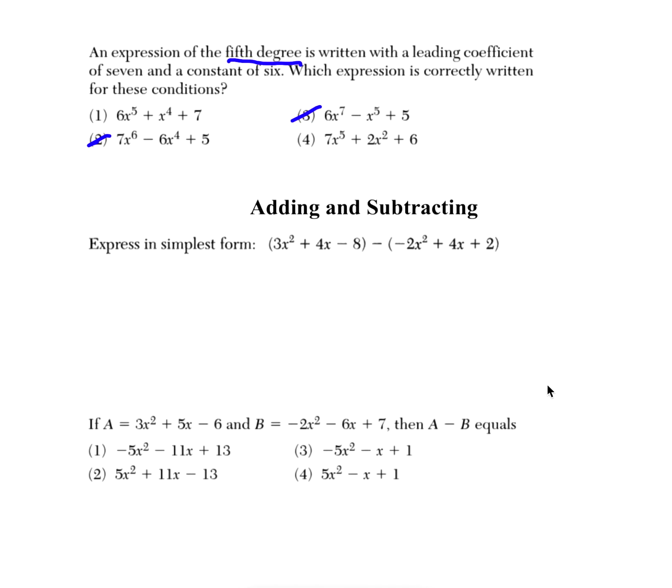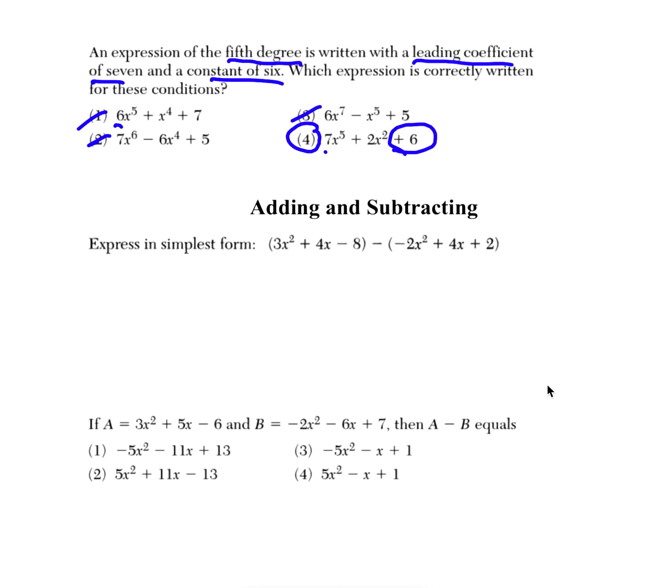It is written with the lead coefficient of 7, so that means, well, 1's out. It has to be 4. 4 has the lead coefficient of 7. But let's keep going. And constant of 6. So the constant has to be plus 6. Well, the only one with the constant of plus 6 is number 4. So that's the only one we need to read, actually.